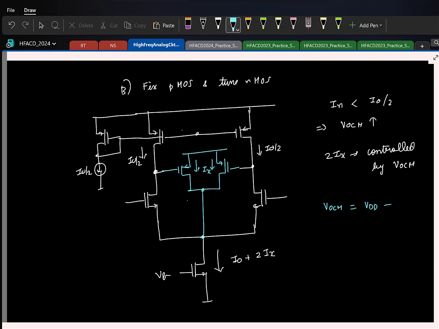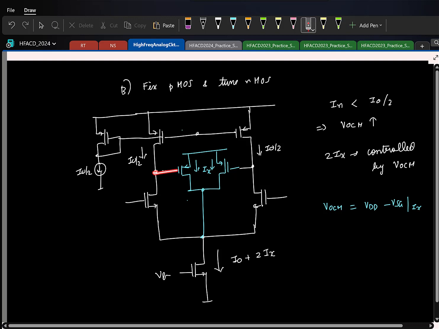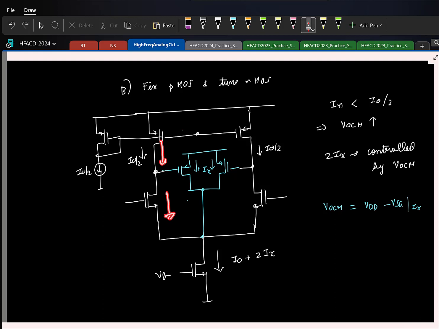VDD minus the source to gate of that pMOS. Common mode is the gate voltage for the pMOS, and the loop will lock in such a way as to keep the two currents equal, and the solution is to have a current Ix flow in this transistor, so that will generate the required gate voltage. So this is one simple, nice CMFB you can use, right? Again, the issue is the common mode is set to some value that is not completely under your control.